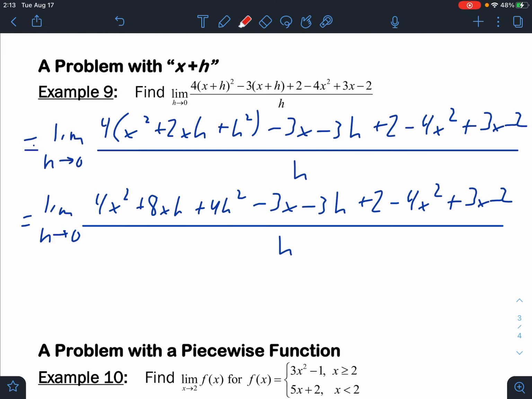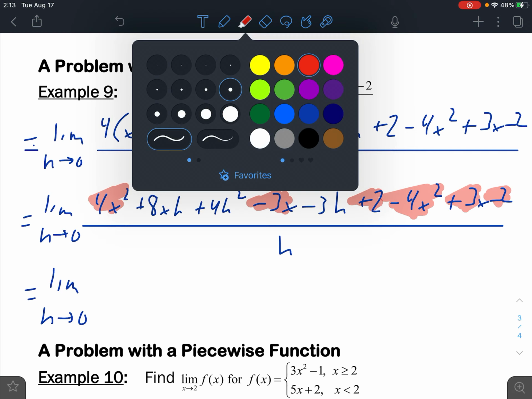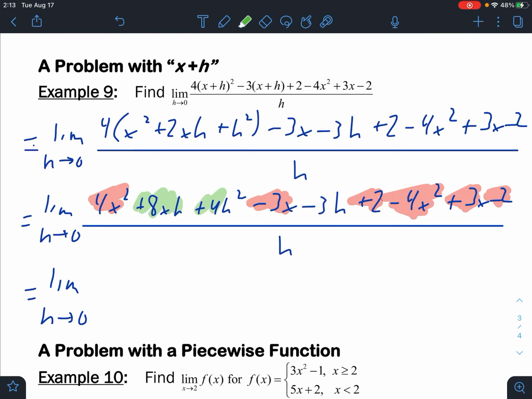And now we can cancel some things. 4x squared and minus 4x squared will cancel out. Negative 3x and positive 3x will cancel out. 2 minus 2 will cancel out. And I'm left with limit as h approaches 0 of just these 3 terms, which you can see all have an h in them. So if I factor an h out, I'm left with 8x plus 4h minus 3 all over h.